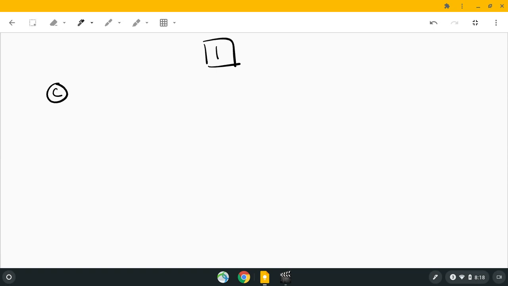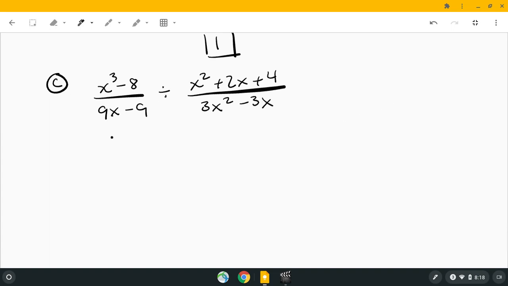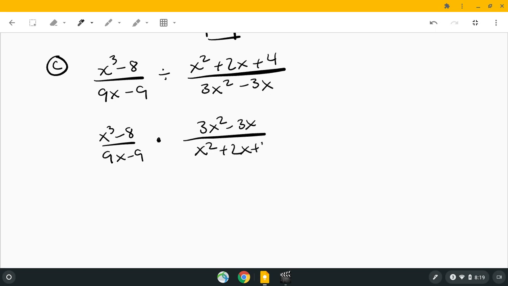So example C, let's do x cubed minus 8 over 9x minus 9, divided by x squared plus 2x plus 4 over 3x squared minus 3x. So this one is division, so we have to do our KFC, keep, change, flip. So we're going to go ahead and keep, change, flip.